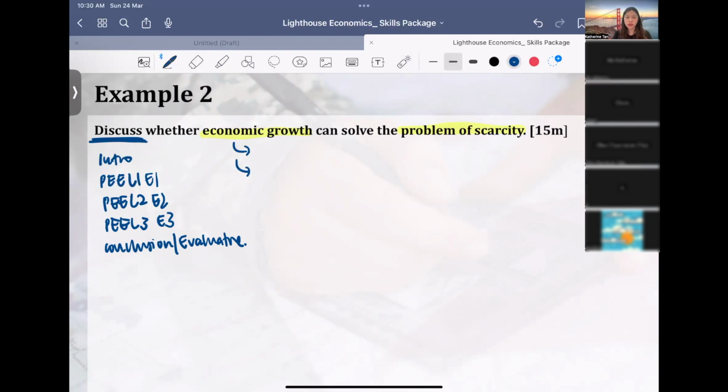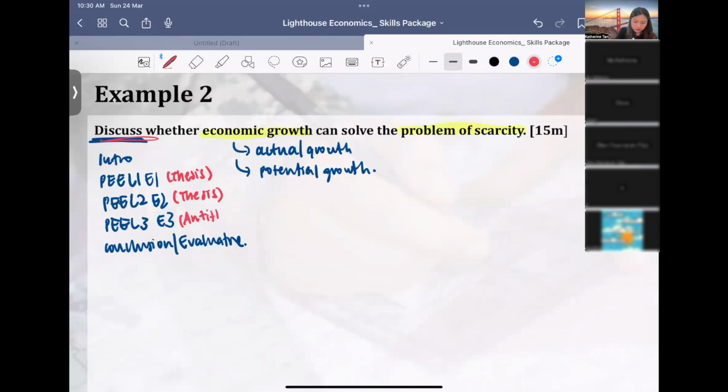Economic growth, you know that there are going to be 2 kinds of growth: actual growth and potential growth. Then scarcity, you know that it's unlimited wants, limited resources, choice has to be made. So how do you plan this? When you see discuss, you know that it's not just going to be point 1 evaluation 1, point 2 evaluation 2, point 3 evaluation 3. You need to have a thesis, an antithesis, or you can write thesis again and then an antithesis, and then an evaluation point, your final conclusion.